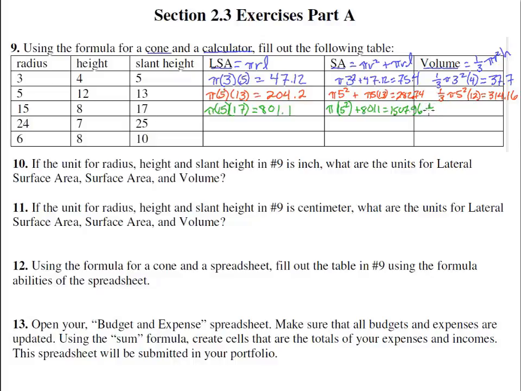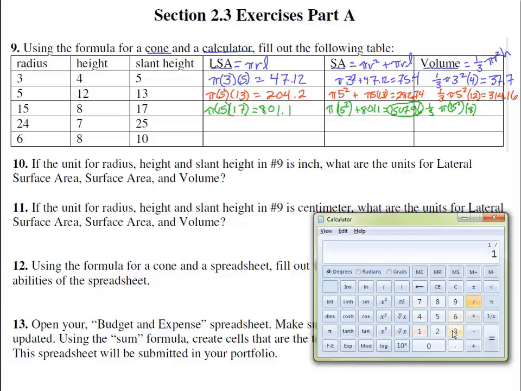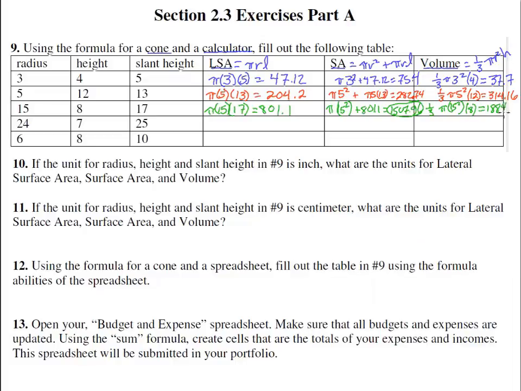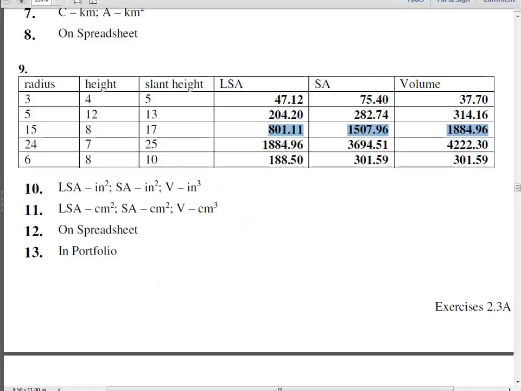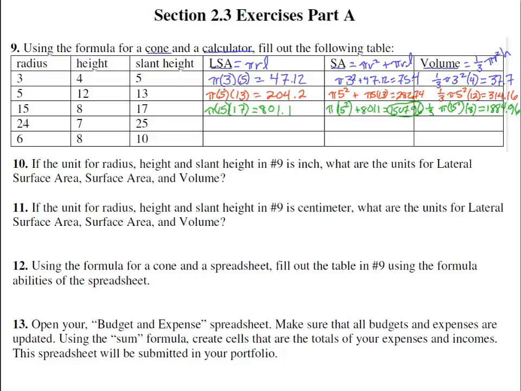Volume is 1/3 times pi r squared, so 15 squared, times 8. Good. 1/3 pi 15 squared times 8. Let's punch that in and see what comes up. 1/3 times pi times 15 squared times 8 equals 1884.96. Let's double check our answer there. 801.1, 1507.96, and 1884.96. Good.